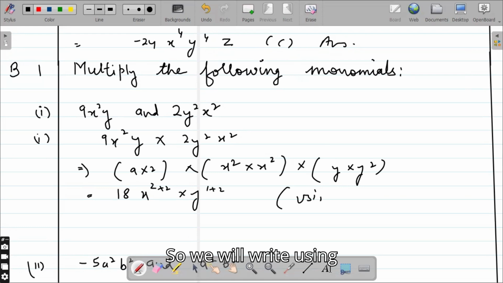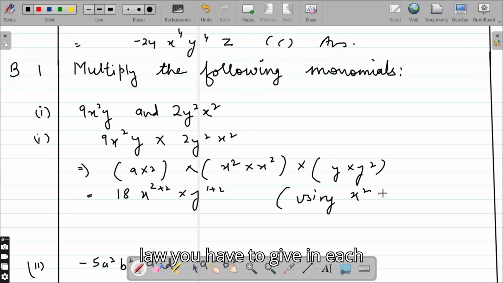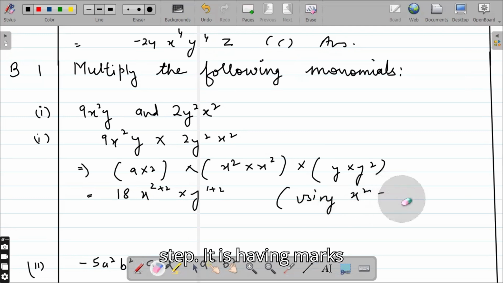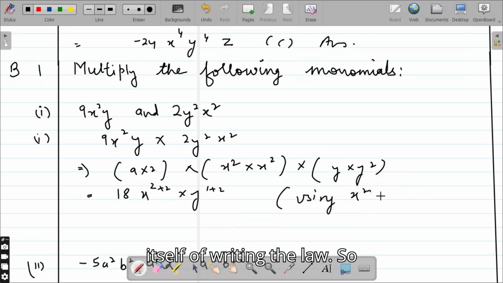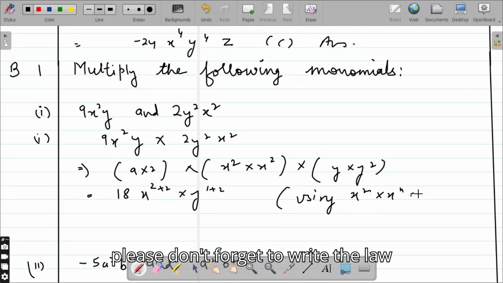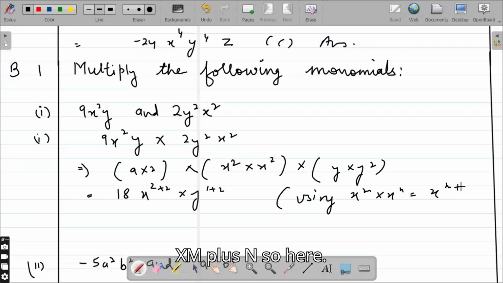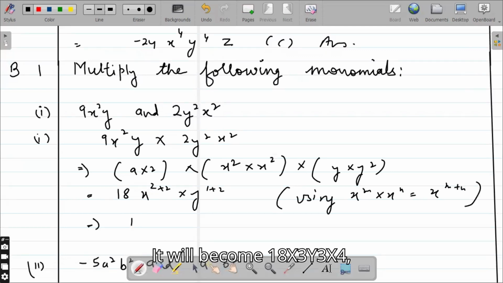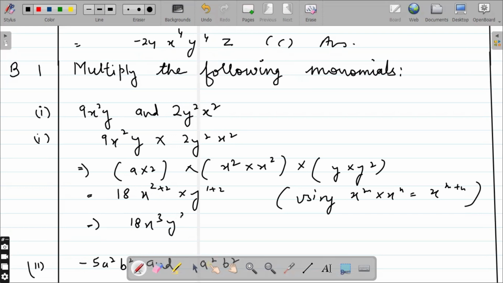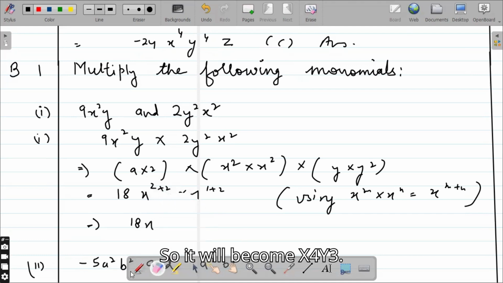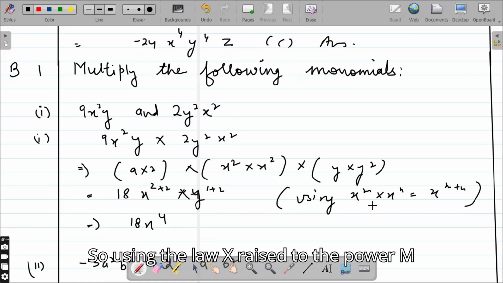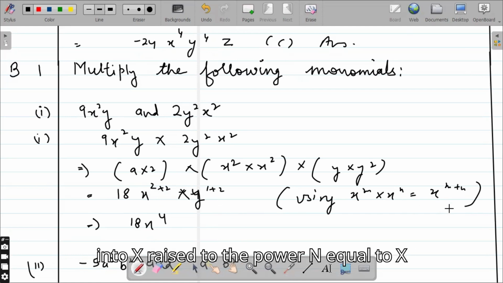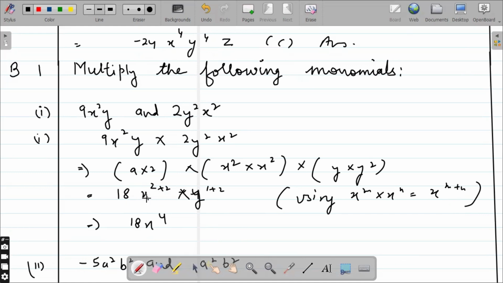So we'll write using the law; you have to give the law in each step. It has marks itself for writing the law. So please don't forget to write the law x raised to the power m plus n. So here it will become 18 x3 y3. x4, not x3, 2 plus 2 is x4. So it will become x4 y3. So using the law x raised to the power m into x raised to the power n equal to x raised to the power m plus n, it will become 18 x4 y3.